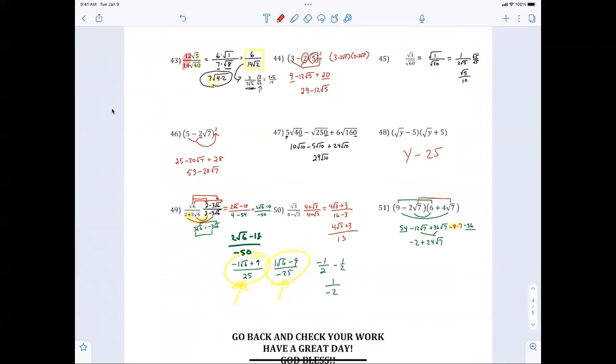Practice. The quiz will be just like that, probably half the problems. 25 questions tomorrow. All right, 25 questions on the quiz.